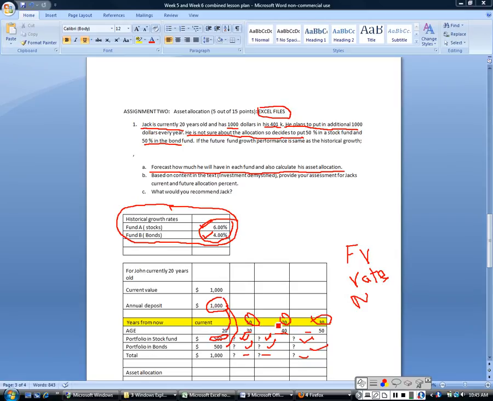So when you get to the 20-year, you will do the same thing, except now N will be 20, and the next one, the N will be 30. Okay, same exercise.